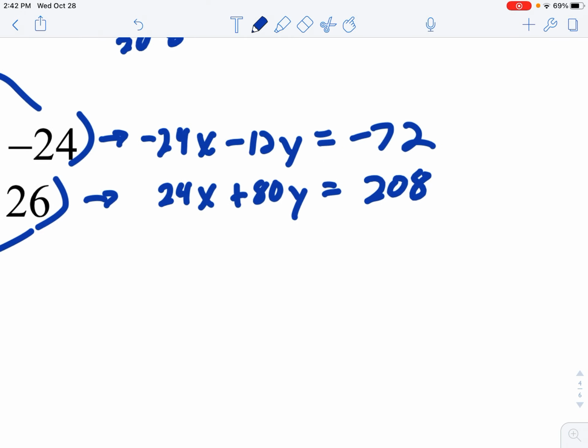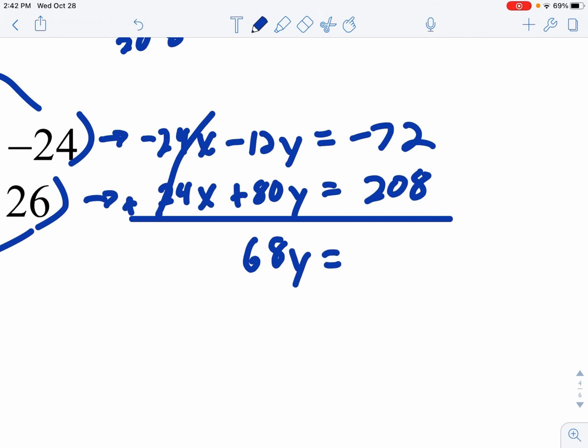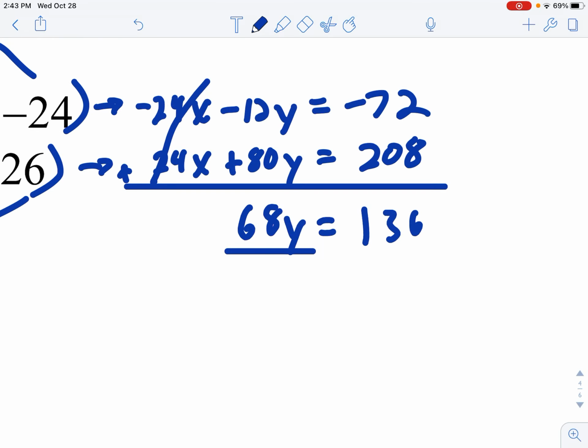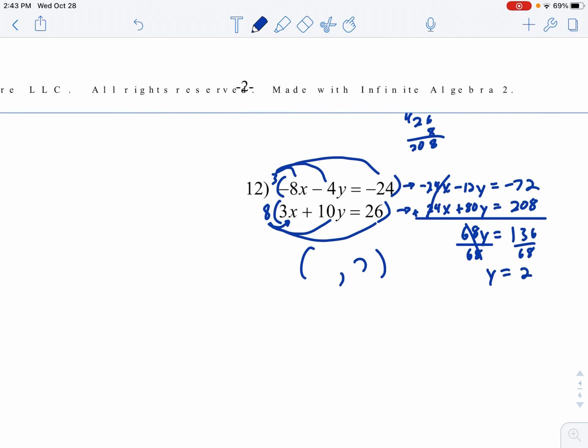Scary. We're getting big numbers here. Hopefully we'll be okay. Now we want to combine these equations together. Negative 24 plus 24 cancels. Negative 12y plus 80y is going to be 68y. 208 plus negative 72 is going to be 136. That might not look good to you, but I'm telling you it will divide. Yeah, that'll divide out, right? 136 divided by 68 is 2. Plain and simple. So half of my answer, the y half, is 2.